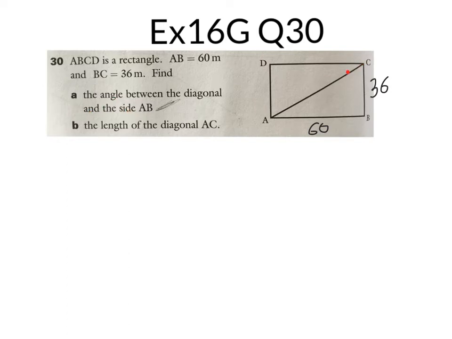The diagonal is that line there. So the angle between it and AB. Can you see the angle that's being traced out? It's this angle in here. So let's call that X.